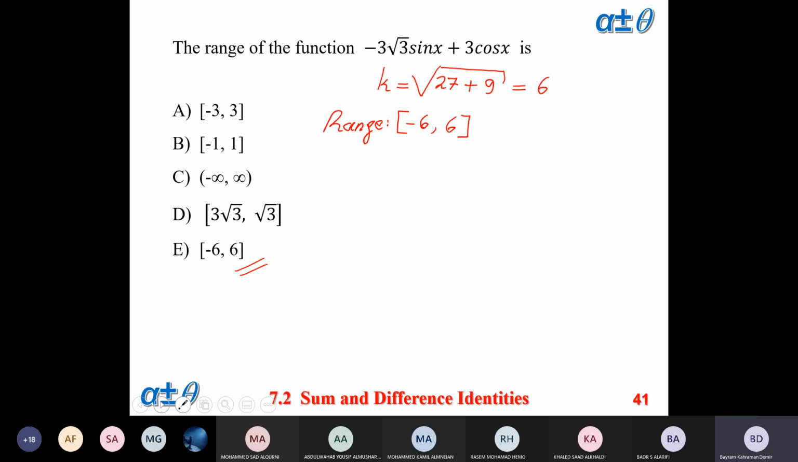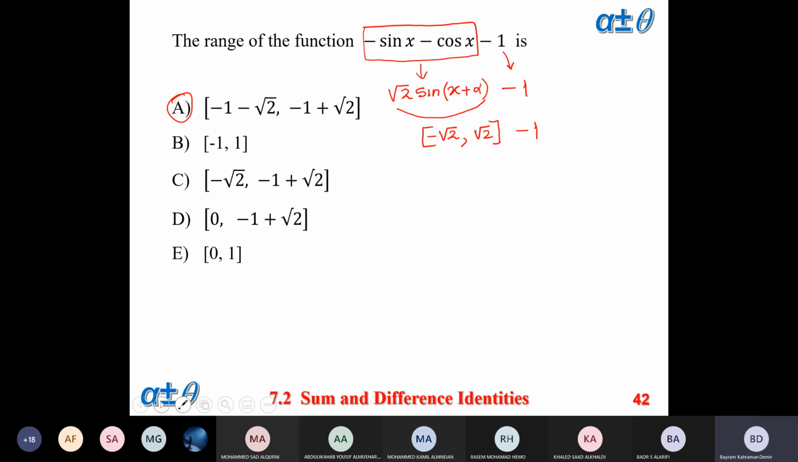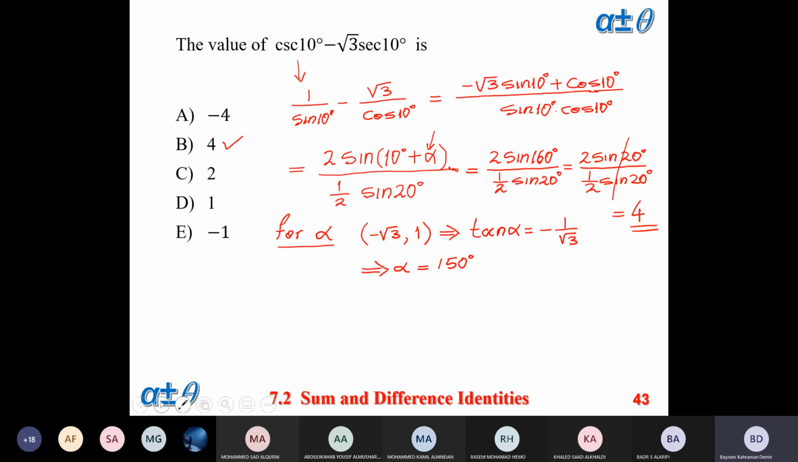This is just a range question, Shabab. I'm going to leave it to you as an exercise. Again, the range question. That is a quite simple one.